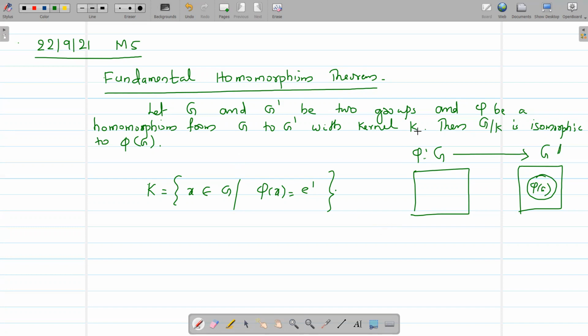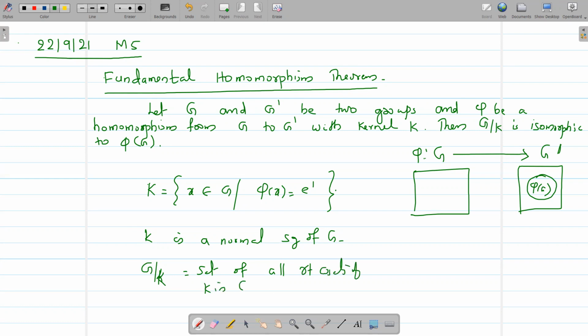Now, K is the kernel of the homomorphism. Therefore, K is a normal subgroup of G. Therefore, G by K, that is the set of all cosets. Since there is no difference between right cosets and left cosets, since K is normal, we take G by K as the set of all right cosets of K in G. And this is what is known as the factor group. So we proved that this G by K is also a group.